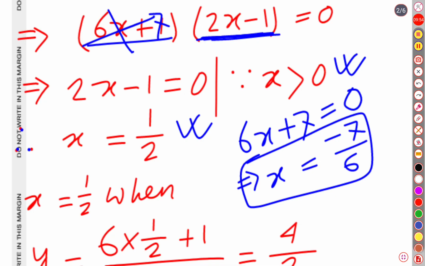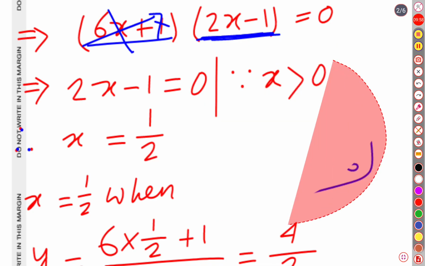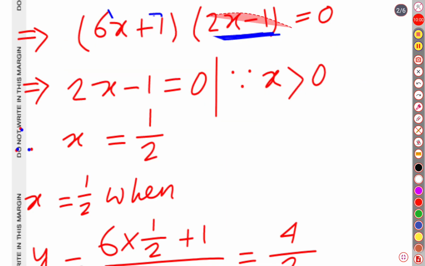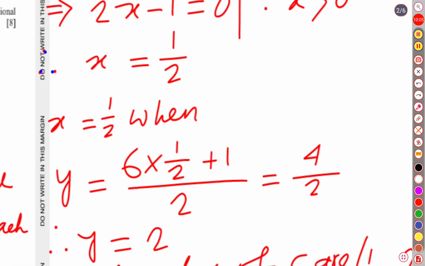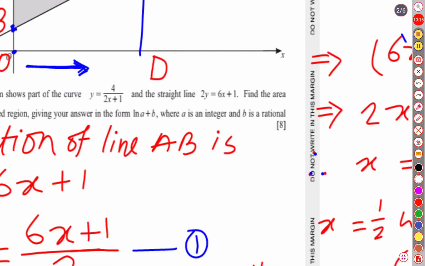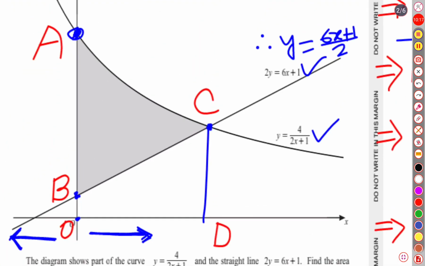let me erase this overwritten part. Well, then we have got the x coordinate. Okay, x coordinate is half. Now we will come to know the corresponding value of y. Look at this. Here x is half. At c the x coordinate is half. Now we should know how much is the y coordinate.